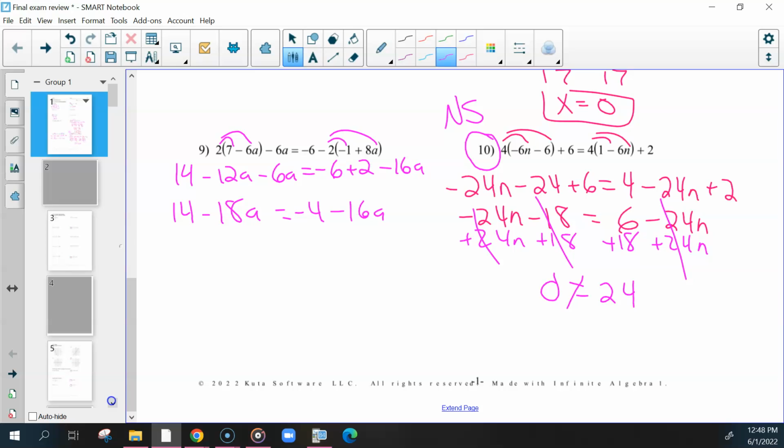Here we don't have the same constant or coefficient, so this is going to end up with one solution. We have to solve and figure that out. I'm going to add 18 to the right and add 4 to the left. So we end up with 18 equals 8. And then we could divide both sides by 2 to get 9.